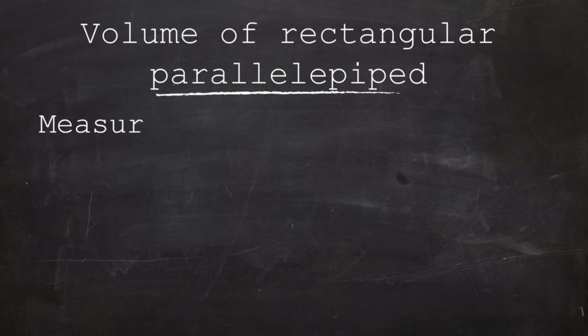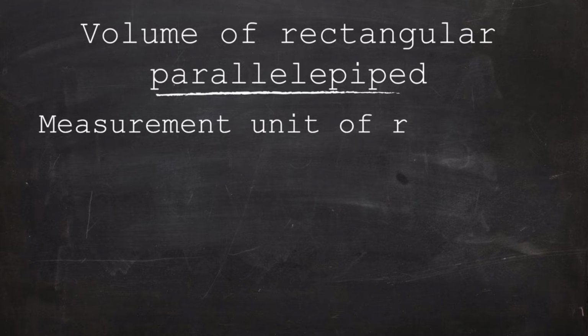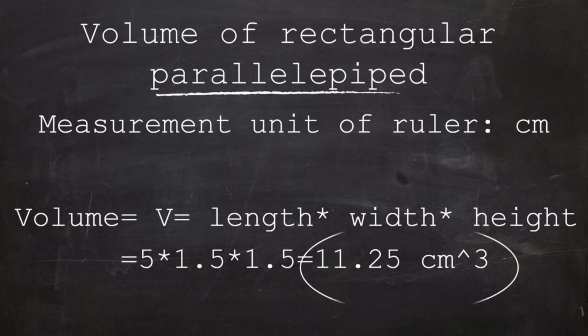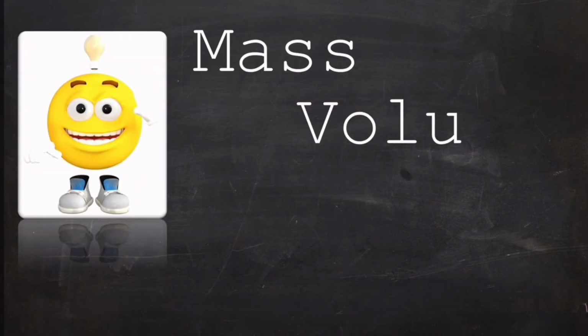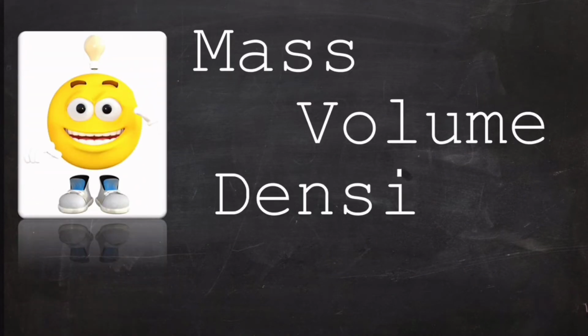The ruler has a unit of measurement, the centimeters. All of the previous measurements were made with a ruler. Therefore, the volume of the object we measured has a unit of measurement of cubic centimeters, and that is because all of the three dimensions we multiplied have as a unit of measurement the centimeters. So, having calculated the mass and the volume of the object, let's move on to calculate its density.